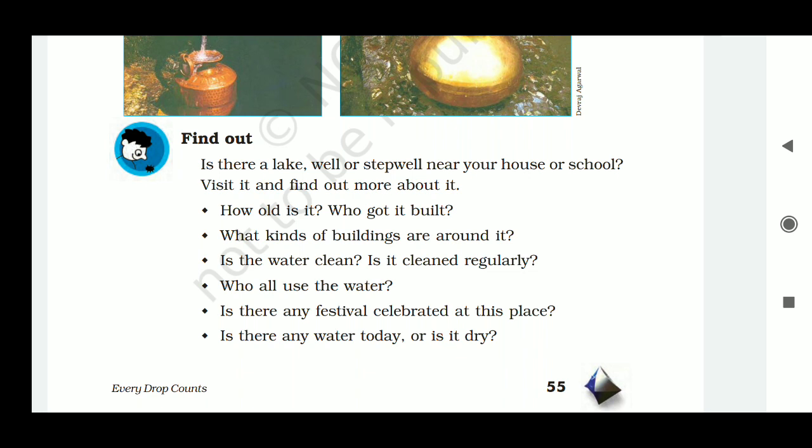In Manipur, there is a lake, Loktak lake, which is the only floating lake. If you get a chance, you should visit the beautiful Loktak lake, and you will come to know how many people are depending on Loktak for fish, for water, and so many things. And you will see the beautiful scene of Loktak lake, which is the only floating lake.